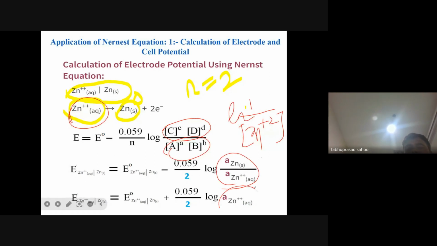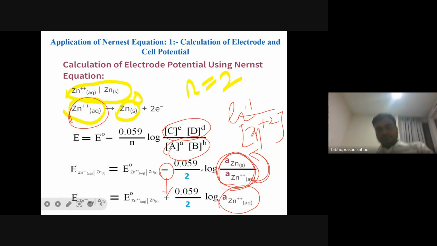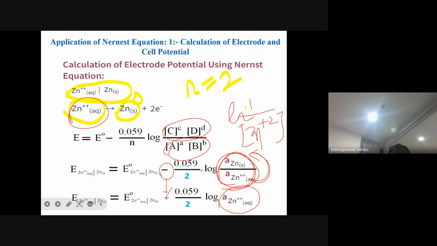This negative becomes positive here because this comes up. Getting, student? This fraction, a Zn by a Zn2 plus, went up, so a negative sign comes, negative negative positive. Understood? You got it? Got it, sir. Okay, just doing mathematics only. So the Nernst equation also helps you to find out the reduction potential or oxidation potential of an electrochemical cell.